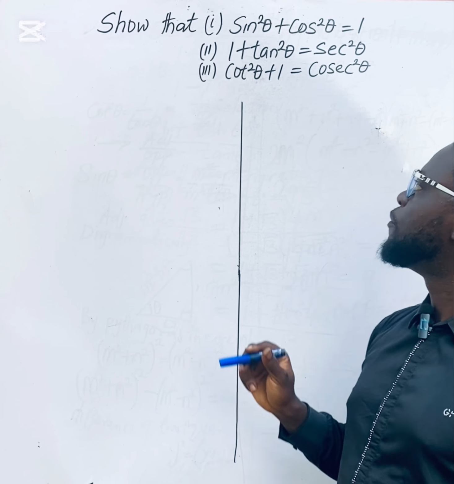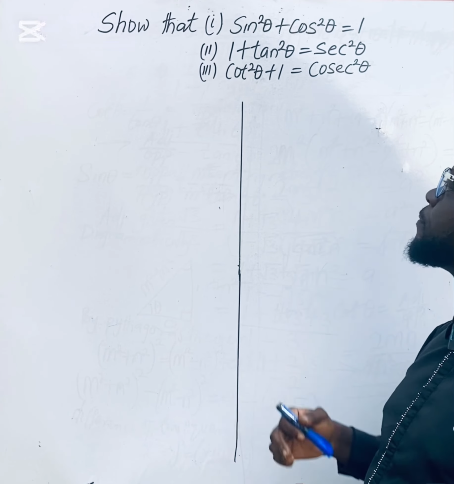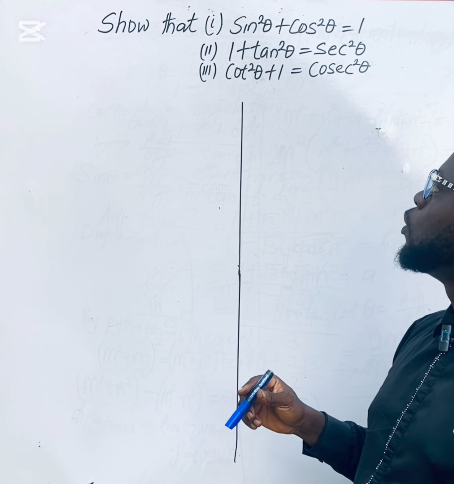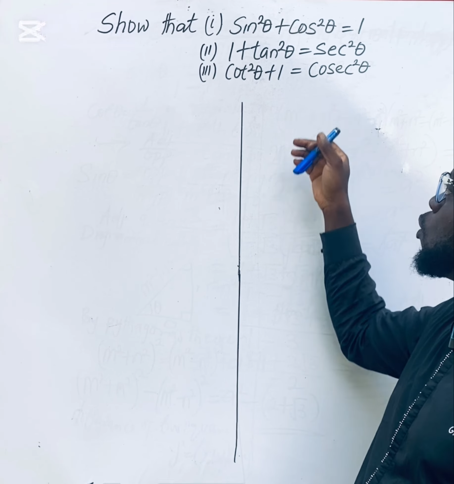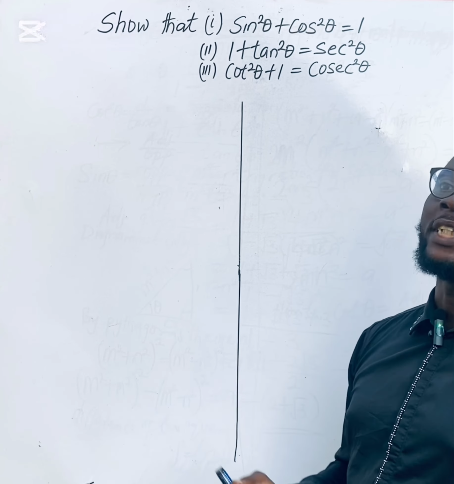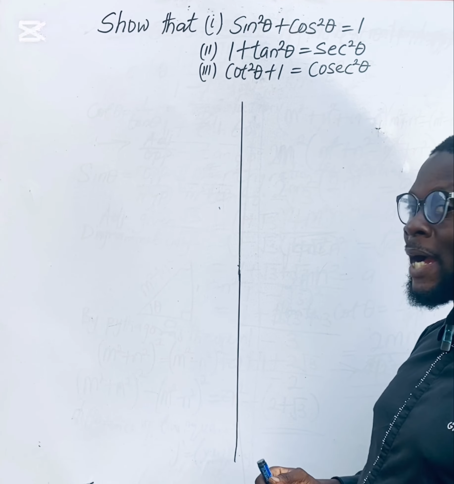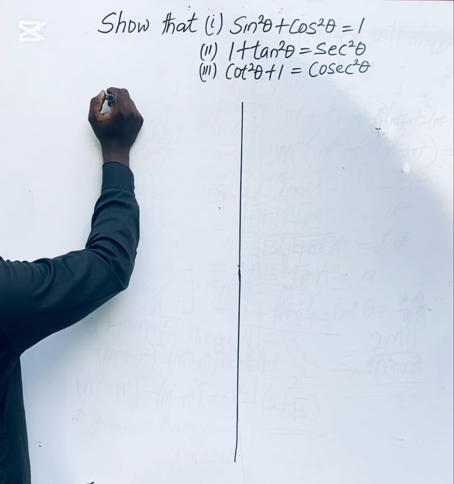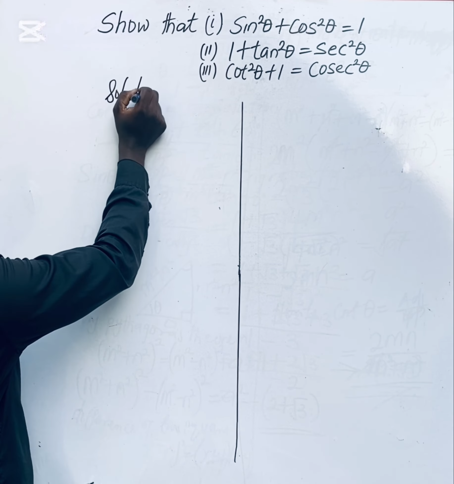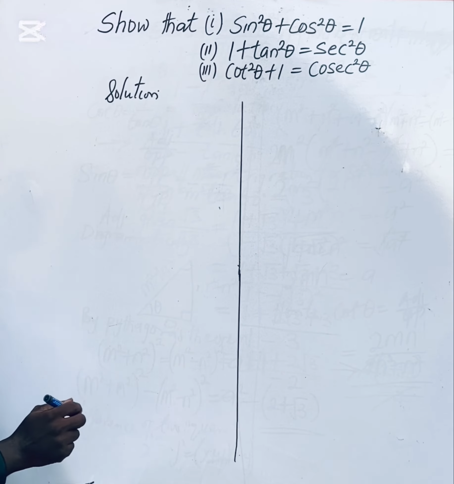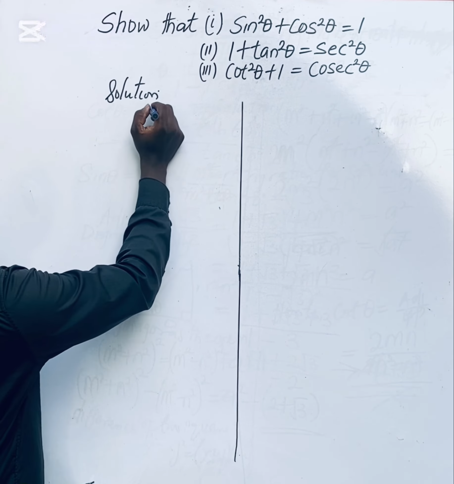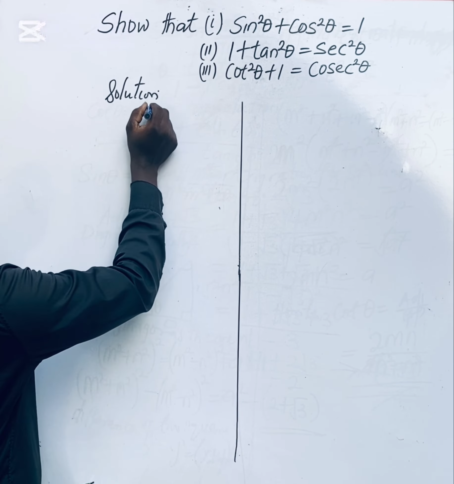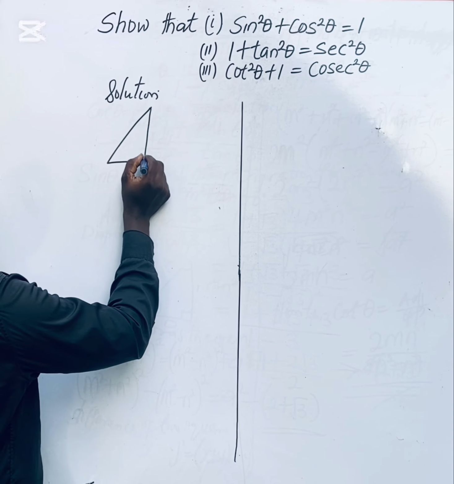All right. So before we go into the proof, we need to show the trig ratios of sine theta, cos theta, tan theta, cosec, sec, and cotangent. Right? So go with me. So let's go. Solution. So the first thing you do, draw a right angle triangle. Okay?